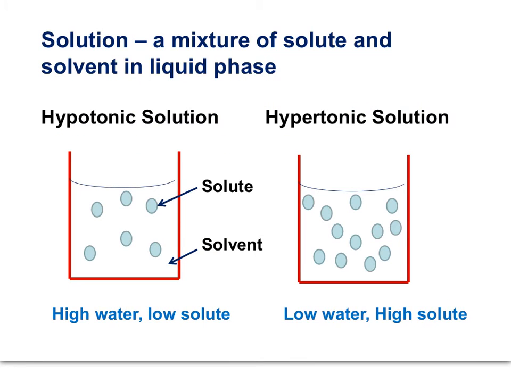Now remember that cell cytoplasm and the fluid outside the cell are solutions, composed of solvents within which solutes are dissolved. In biological circumstances, the solvent is always water. A solution with a low solute concentration, like this left beaker, is a hypotonic solution. A solution with a high solute concentration, like this right beaker, is a hypertonic solution.